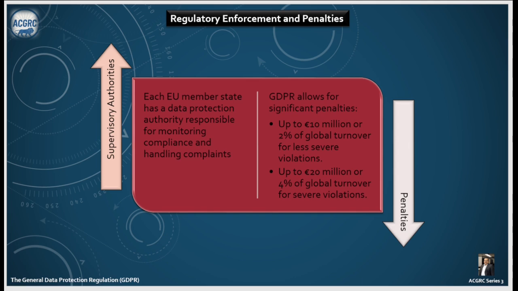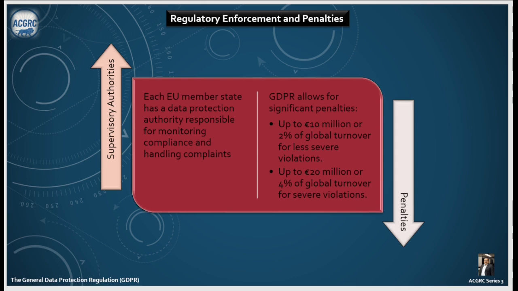Then we have level 2, which is up to 20 million euros as a penalty or 4% of global turnover, whichever is higher. This applies to more serious violations like breaking the basic principles of GDPR, that is, using data unfairly or unlawfully, ignoring people's data rights, like not deleting data when asked, or sharing data without consent.